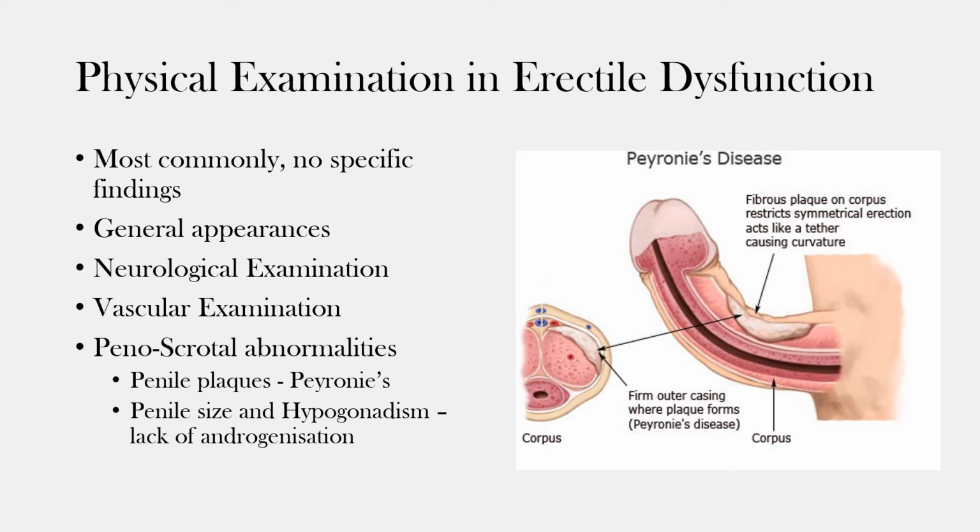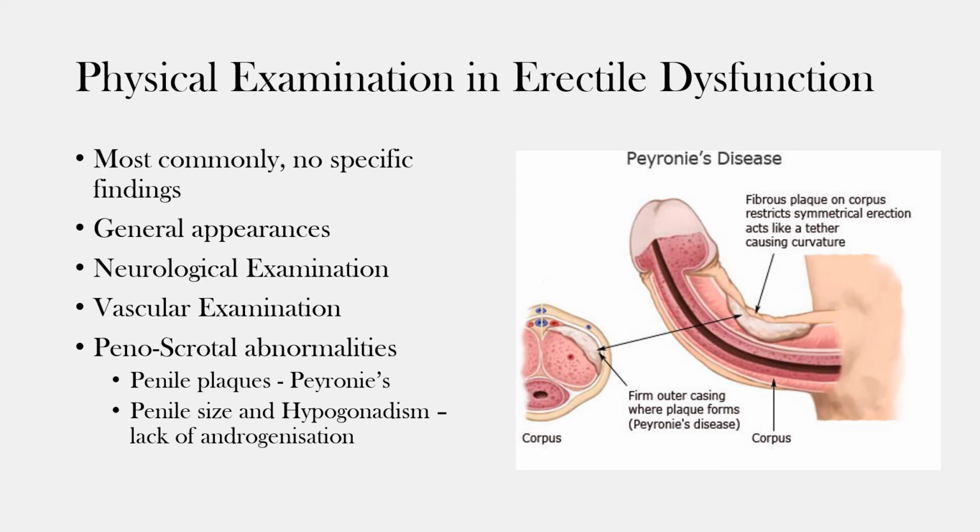So in general appearance, is the patient morbidly obese? Does the patient otherwise look fit and healthy? Doing a neurological exam, a vascular examination, again, those just to get a broader understanding of the patient's health. Then there's penoscrotal abnormalities, specifically, like I said, the penile plaque or Peyronie's disease, but also penile size and hypogonadism. These can be indicative of a lack of androgenization, so a reduction in testosterone level in a patient. Size and hypogonadism, so that's the size of small testicles. That can be an indicator of a low testosterone level.